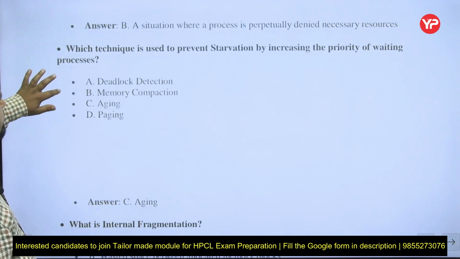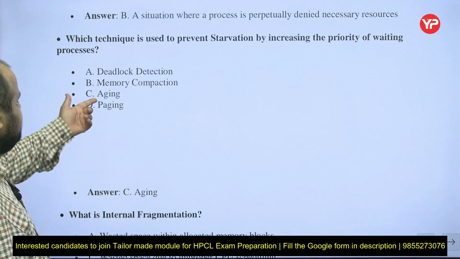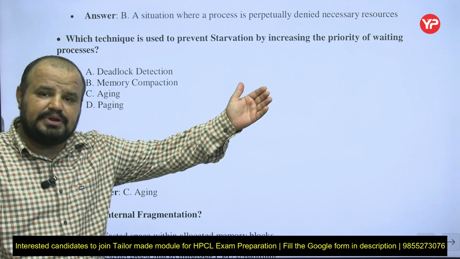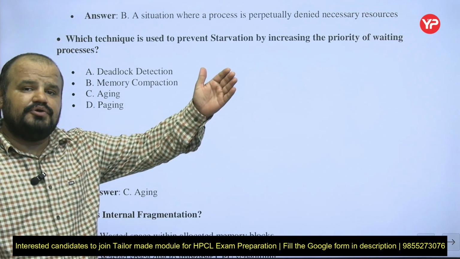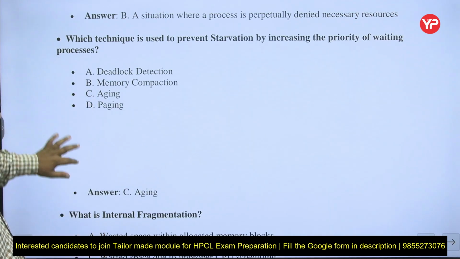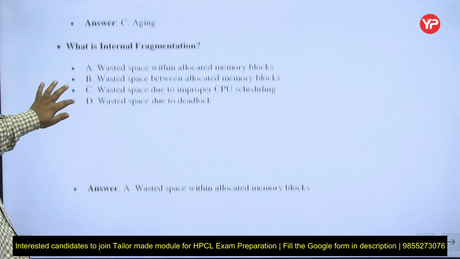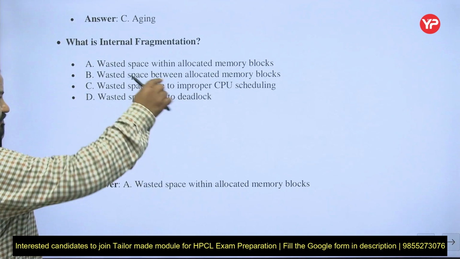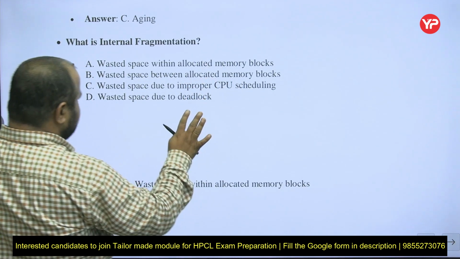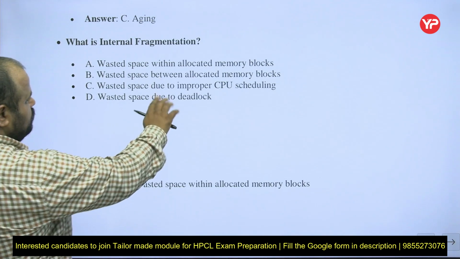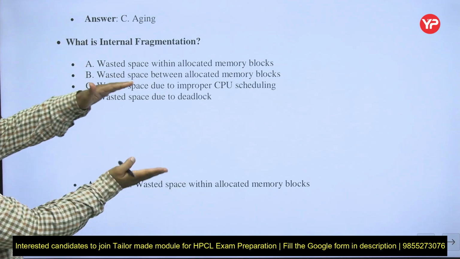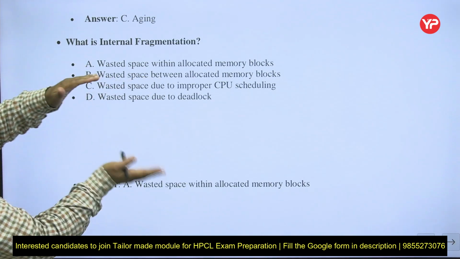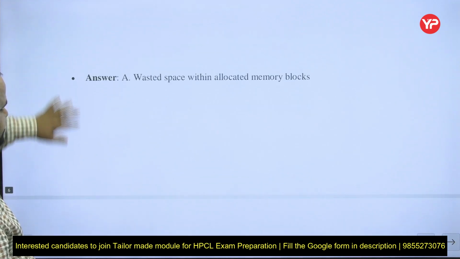Now, which technique is used to prevent starvation? Aging. We are trying to improve, to increase the priority. That concept is called aging. What is internal fragmentation? Wasting space within allocated memory. Yes. Between? No. So, within. In a block, if we have some space which is free, that is called internal fragmentation.